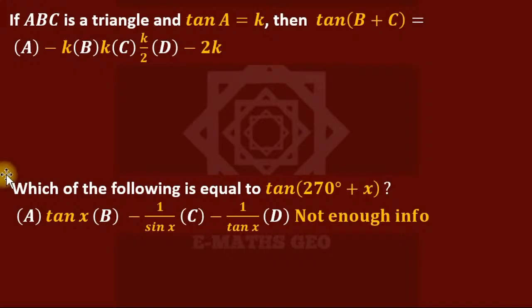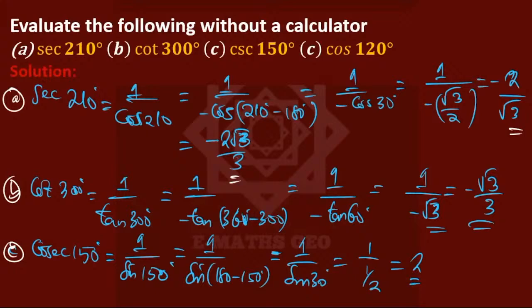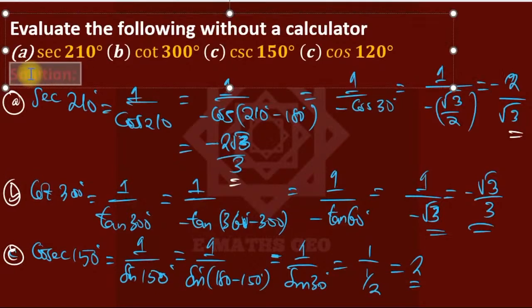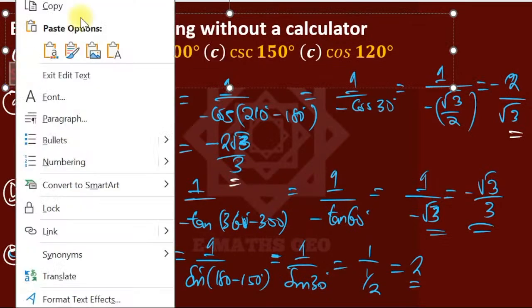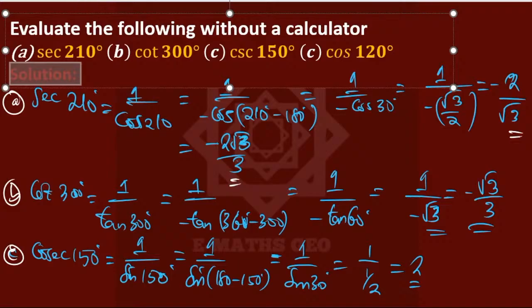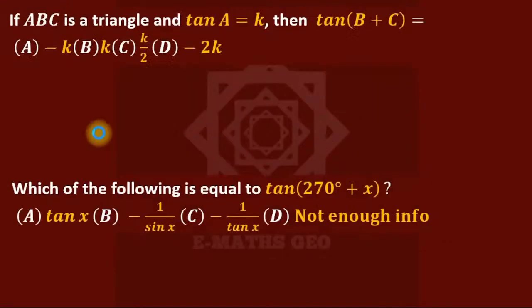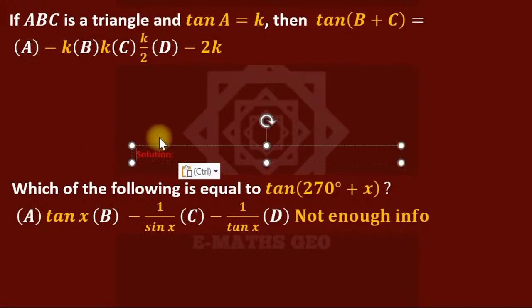They said if triangle ABC, that's ABC is a triangle, tan A is K, then tan (B plus C) is dash.